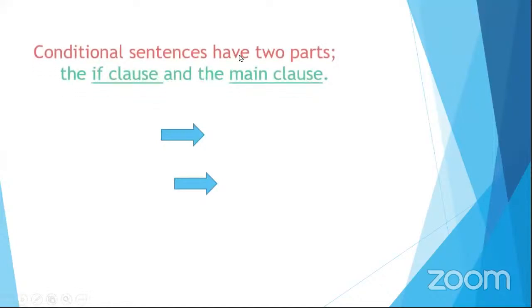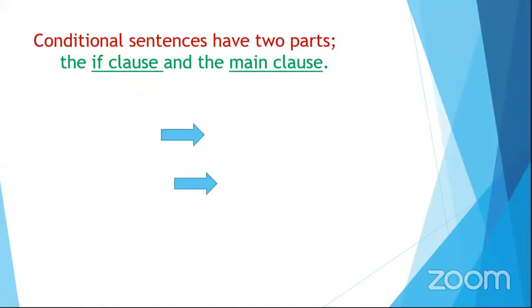Right, dear students. Conditional sentences. Look at my screen. Conditional sentences have two parts. Conditional sentences are, as you know, made of two parts. The first one is the if clause and the second one is the main clause. So you combine, you connect, you join these two sentences and make one single sentence. That is called the conditional clause or the conditional sentence.